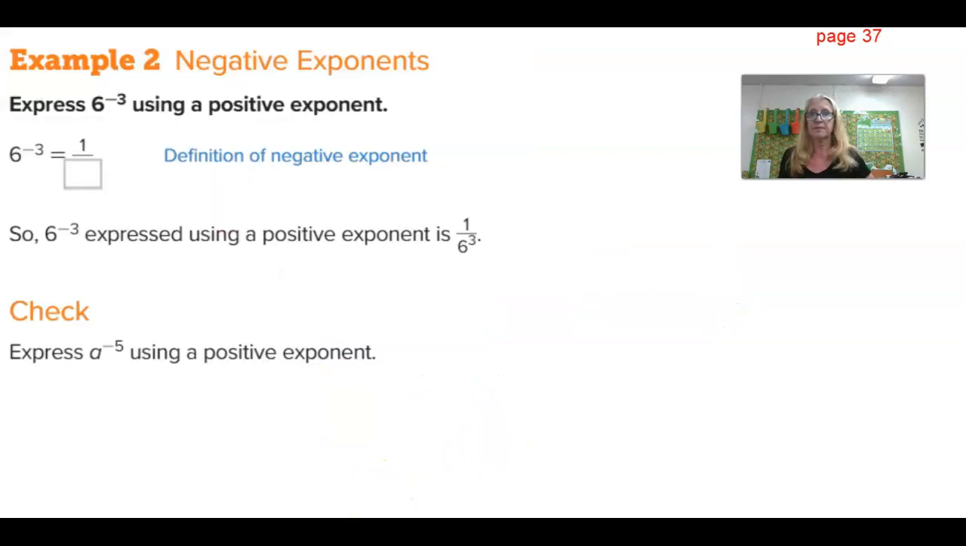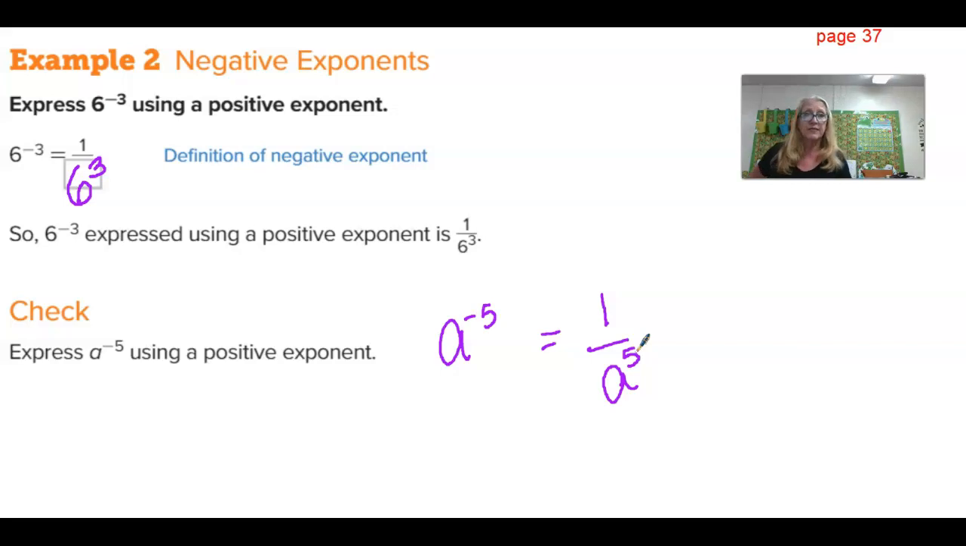Let's play with this. All right, example number 2 is on page 37. They've given you 6 to the negative 3. In order to make that a positive 3, you would write the 6 to the third in the bottom of a fraction with a 1 over it. Here they've given you a to the negative 5th power. So it would be 1 over a to the positive 5th power. Now, in order to fully simplify an expression, you must get rid of negative exponents. And that's why we have this process that we do so that we can write our answers with all positive exponents.